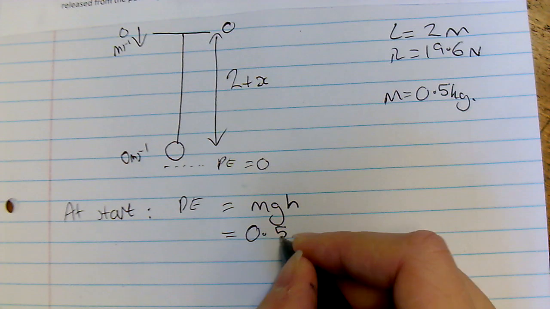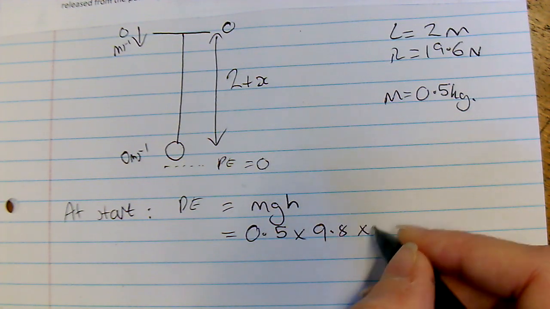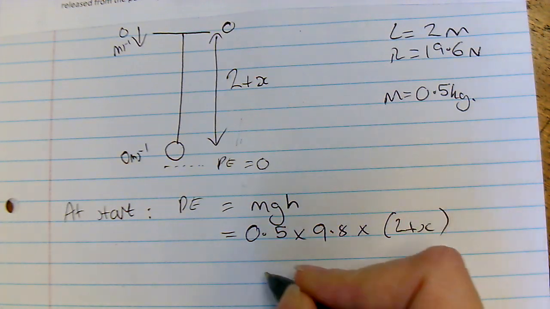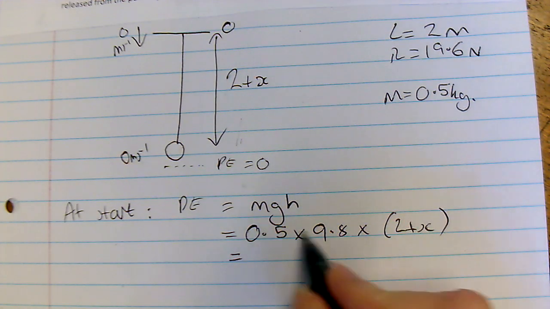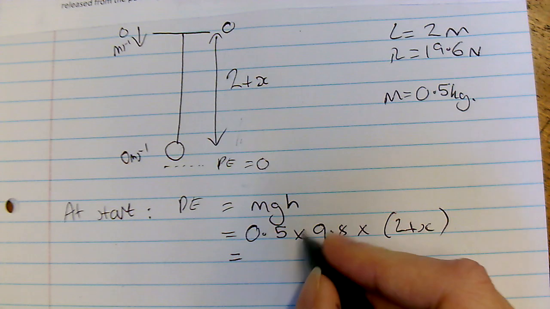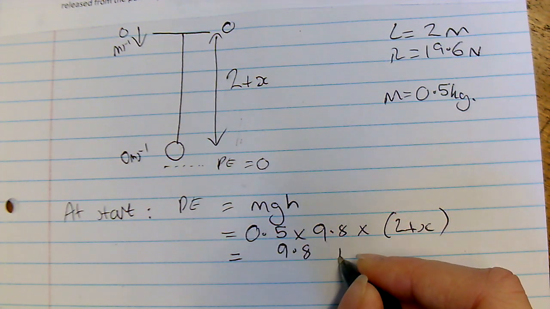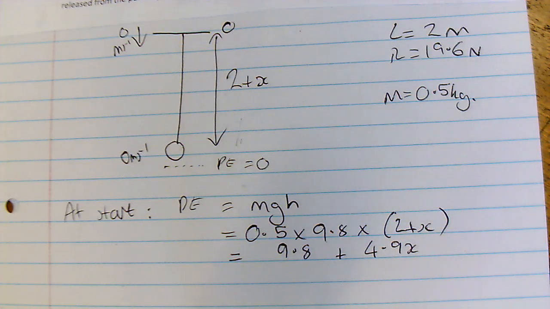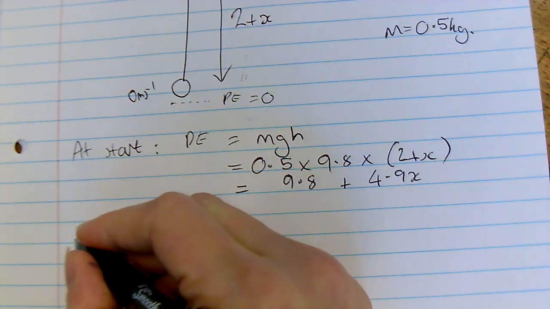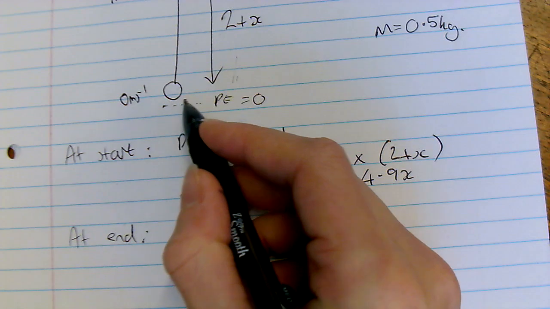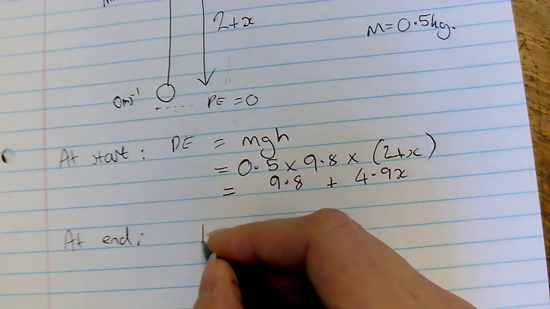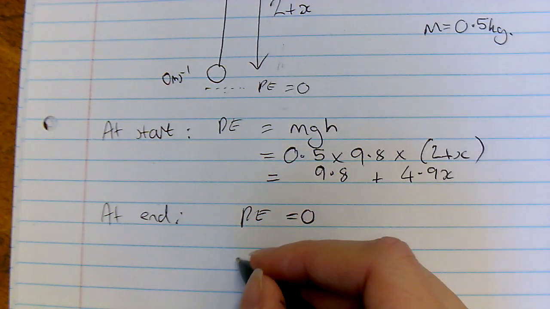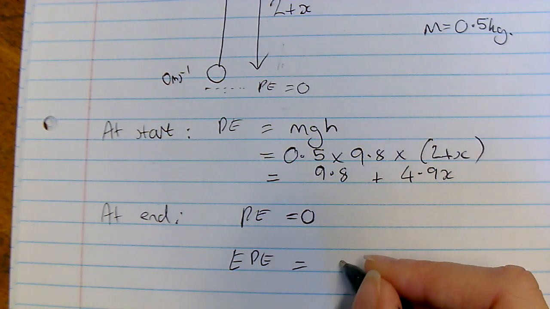So put our numbers in, so mass, gravity, the height it's going to travel is 2 plus x. So if we expand this, half times 4.9 times 2 again is going to give you 9.8 plus 4.9 times x. So that's the energy at the start. At the end, when it's down here, the potential energy is 0. But because it's been stretched, it's now going to have elastic potential energy.